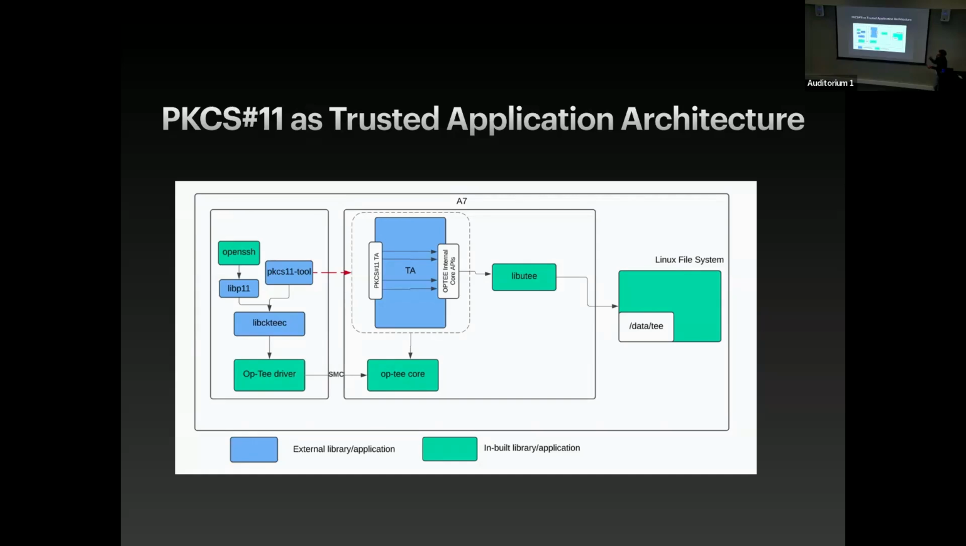Then it redirects a call to the OP-TEE driver, which switches the mode by SMC instruction, then it goes to the core, and the core redirects the call to the corresponding trusted application. Then the PKCS11 commands that you put in the first step will get unwrapped here, and this TA will understand that command because PKCS11 is also implemented there. Then that does a one-on-one mapping to the internal core API. Then the core API is implemented in the libutee library.